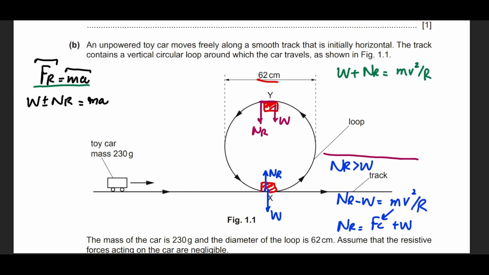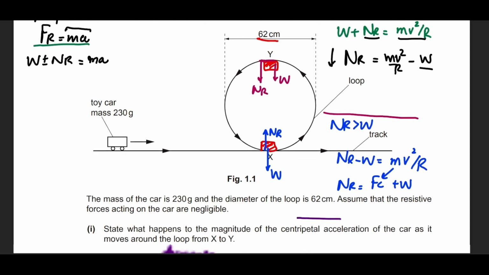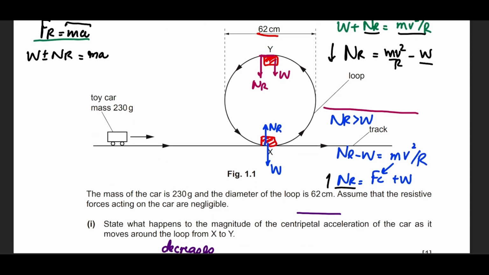Now, since we are interested in finding the normal reaction, because this is what changes, weight remains the same, that is mg, and centripetal acceleration is because of the resultant. So let's make normal reaction the subject of the formula. So that becomes mv square over r minus the weight. So at the top, the normal reaction slightly reduces because the weight is being subtracted. And at the bottom, it slightly increases because weight is being added into the system.